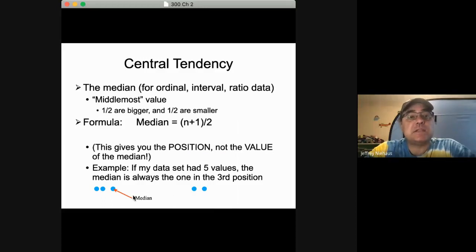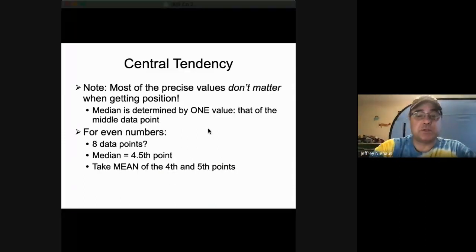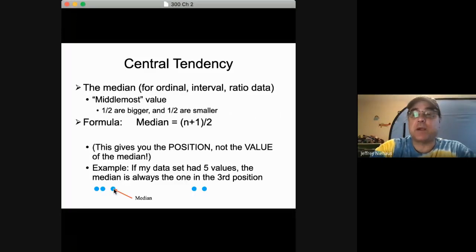All right. So let's say this is my example here. I have 1, 2, 3, 4, 5 data points. The median will be determined by the value of the data point in the 3rd most position. Right? That's why if you put it into the formula, I have n, 5 data points, plus 1 is 6. 6 divided by 2 is 3. My median is going to be in the 3rd position. So whatever this number is right here, that's the median.